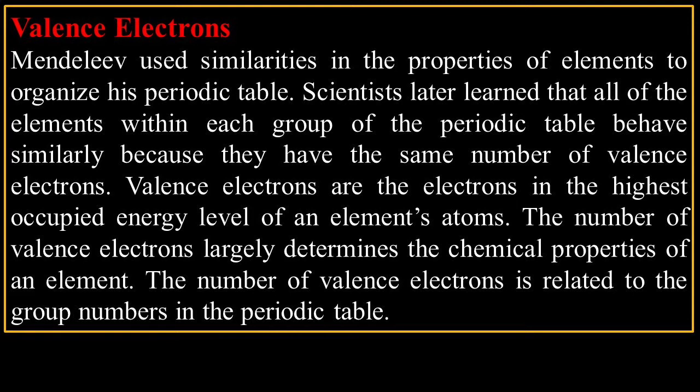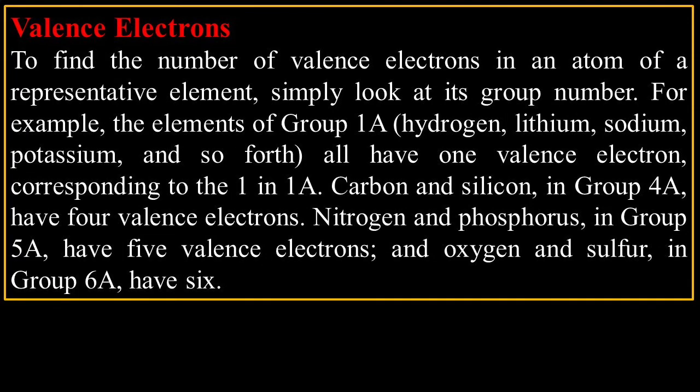Well, not necessarily, because we're using the periodic table that the entire world uses, with the exception of the United States. So we're using the periodic table which is labeled 1 through 18. To find the number of valence electrons in an atom of representative elements, simply look at its group number.